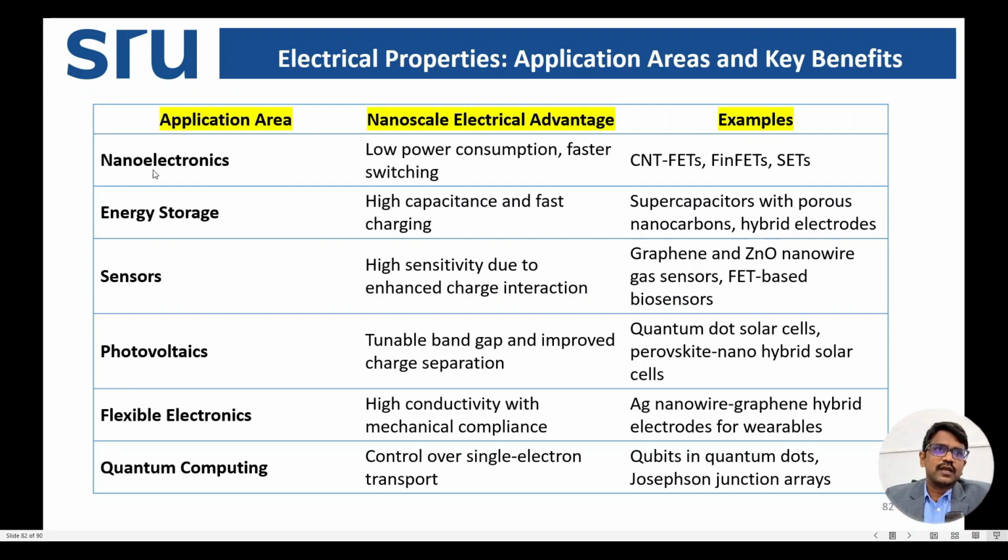See in nanoelectronics, nanoscale electrical advantage: low power consumption, faster switching. Examples: CNTs, carbon nanotubes. Energy storage: high capacitance and faster charging. Okay, so this is the advantage.